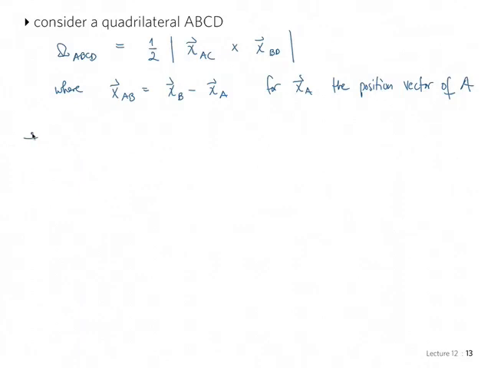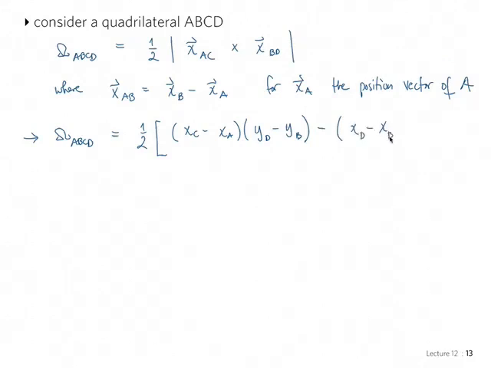So, we have a formula for the volume based on the coordinates of the mesh points, which is what we can use in a computer program. We have xc minus xa. This is just writing out the cross product, and we're taking the norm, of course. This is yd minus yb, and we have xd minus xb times yc minus ya.